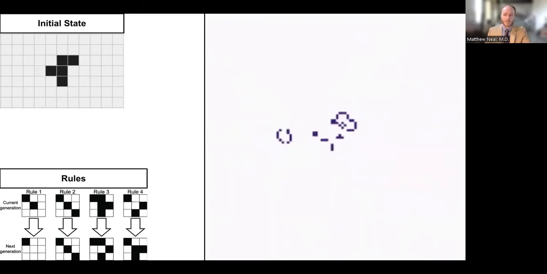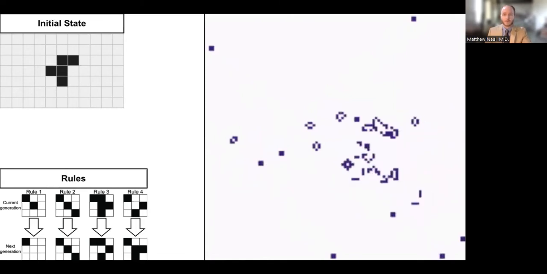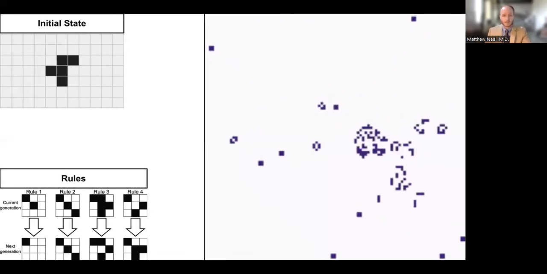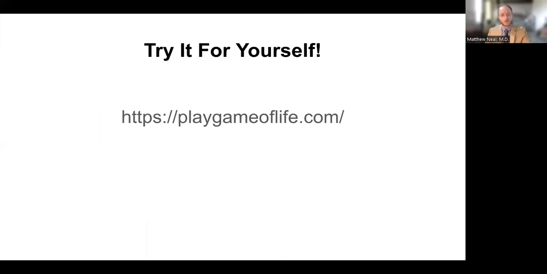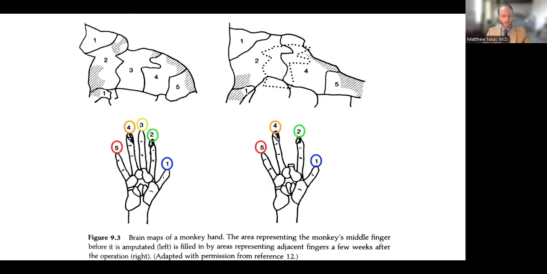But the complexity that arises from this self-organized set of rules is vast. And you can try it for yourself. It's actually pretty fun to play around with. Playgameoflife.com, give it a shot. But if we're talking about self-organization in the brain, we can look at cortical mappings.